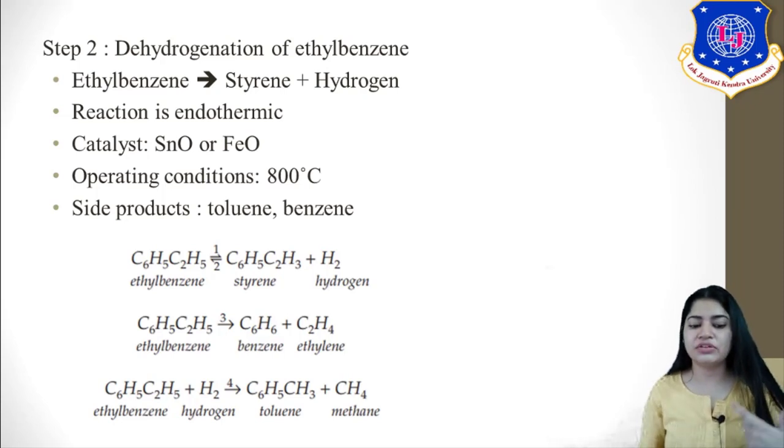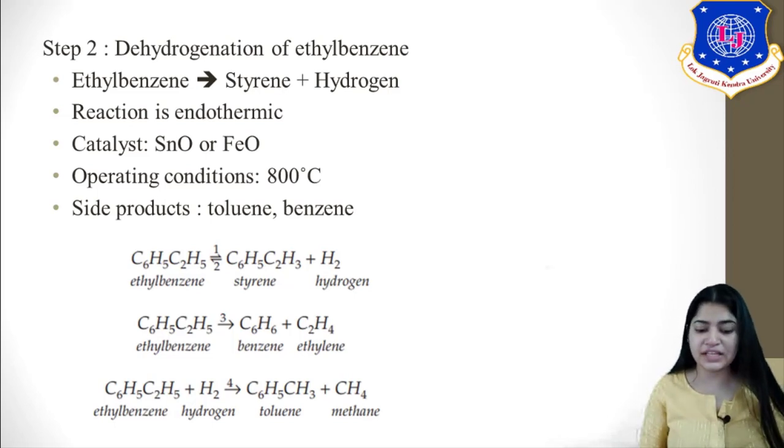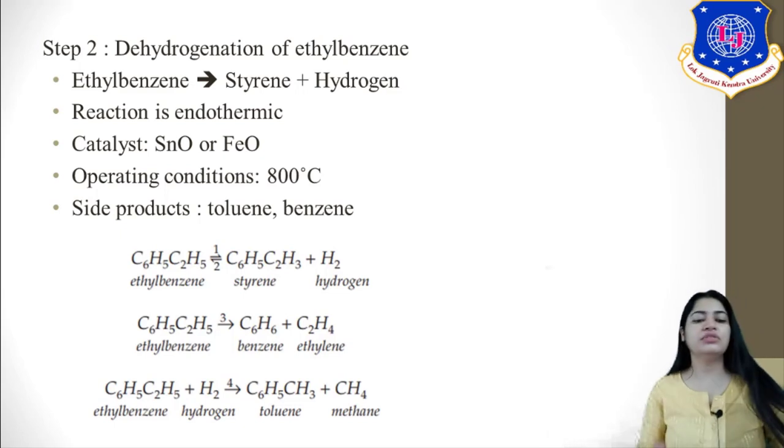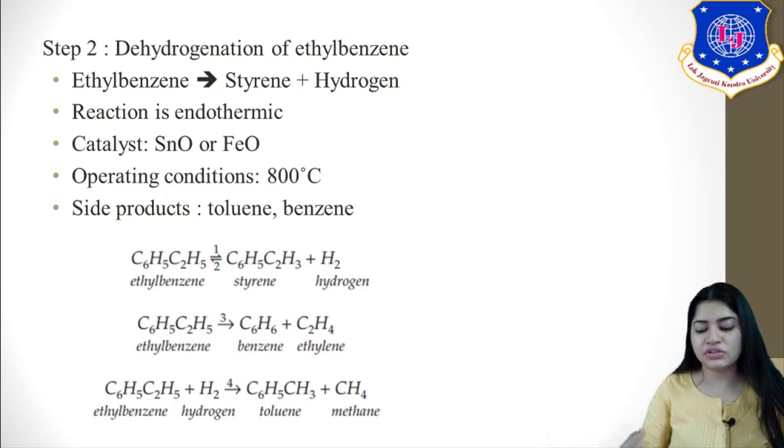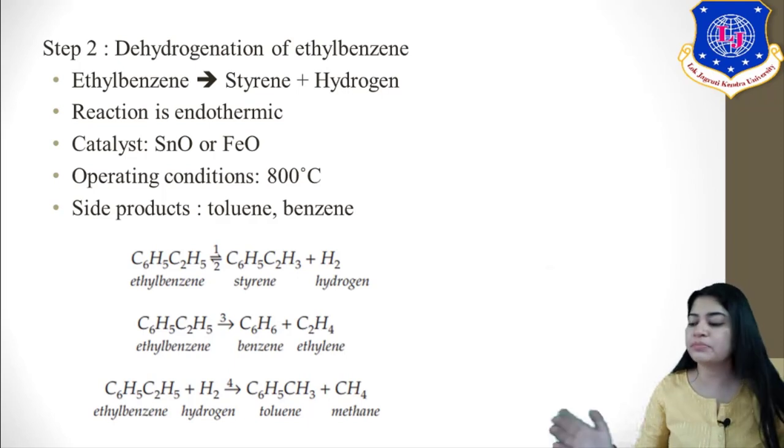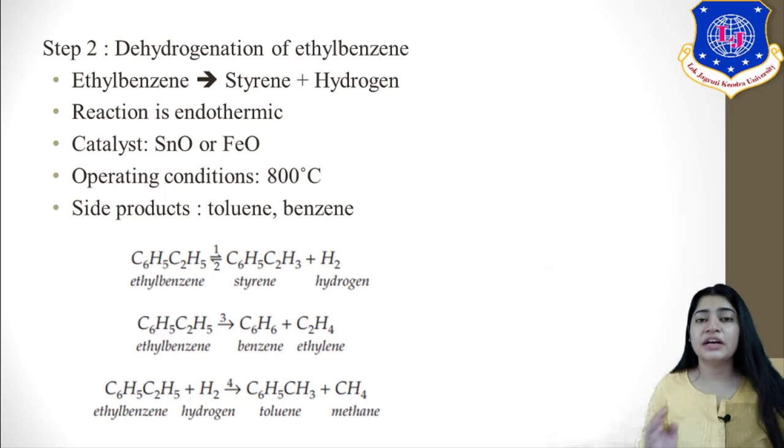As it is a reversible reaction, you can see styrene and hydrogen are obtained. Another reaction of ethyl benzene is that it reacts to give you benzene and ethylene. Another is that ethyl benzene reacts with hydrogen to give you toluene and methane. So these are the 3 routes which ethyl benzene can take. Your main goal is to obtain styrene, so how you stop these further reactions is part of your major engineering problem.